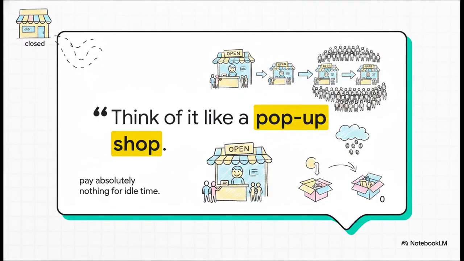I absolutely love this analogy right here. Think of it like a pop-up shop. This is a mental model directly from Google Cloud Tech, and it is spot on. When a request arrives, your pop-up shop opens for business. If a huge crowd suddenly shows up, Cloud Run instantly clones your shop, opening more and more to handle the spike. And the best part? When the crowd leaves and nobody's visiting your agent, it packs up and scales all the way down to zero. You pay absolutely nothing for idle time.